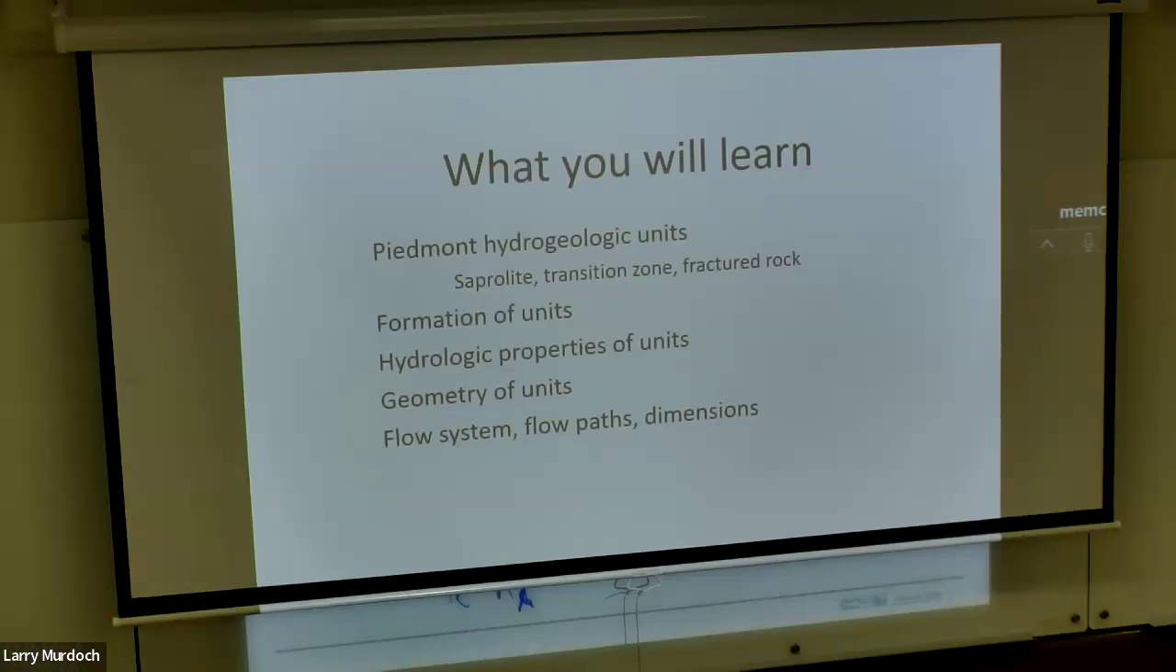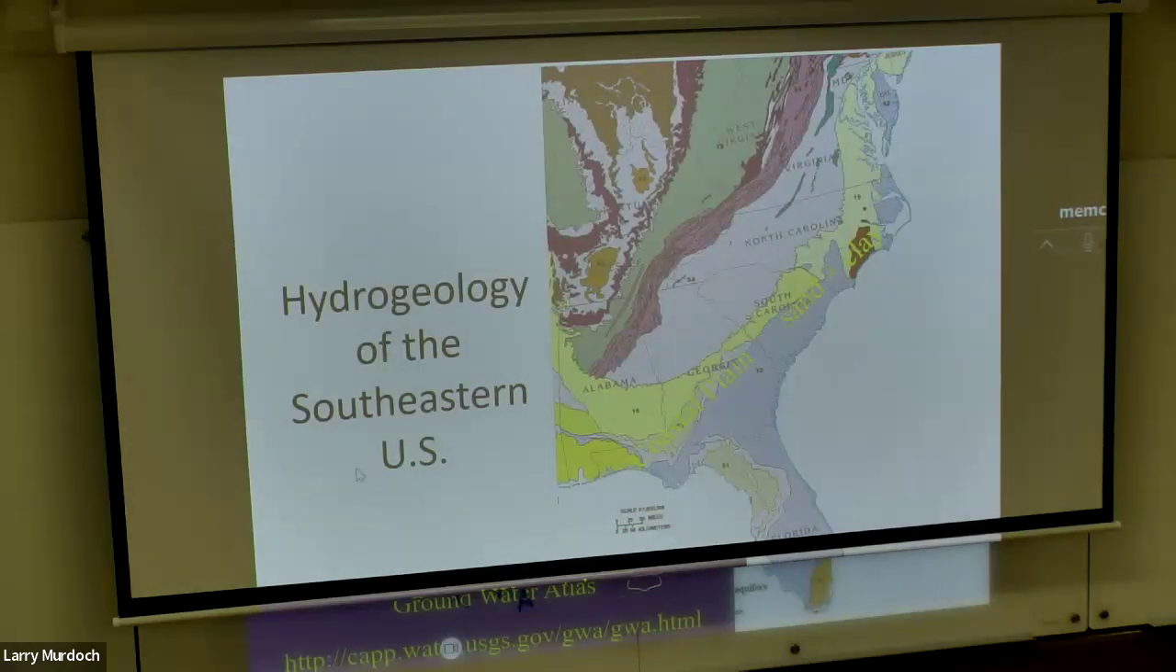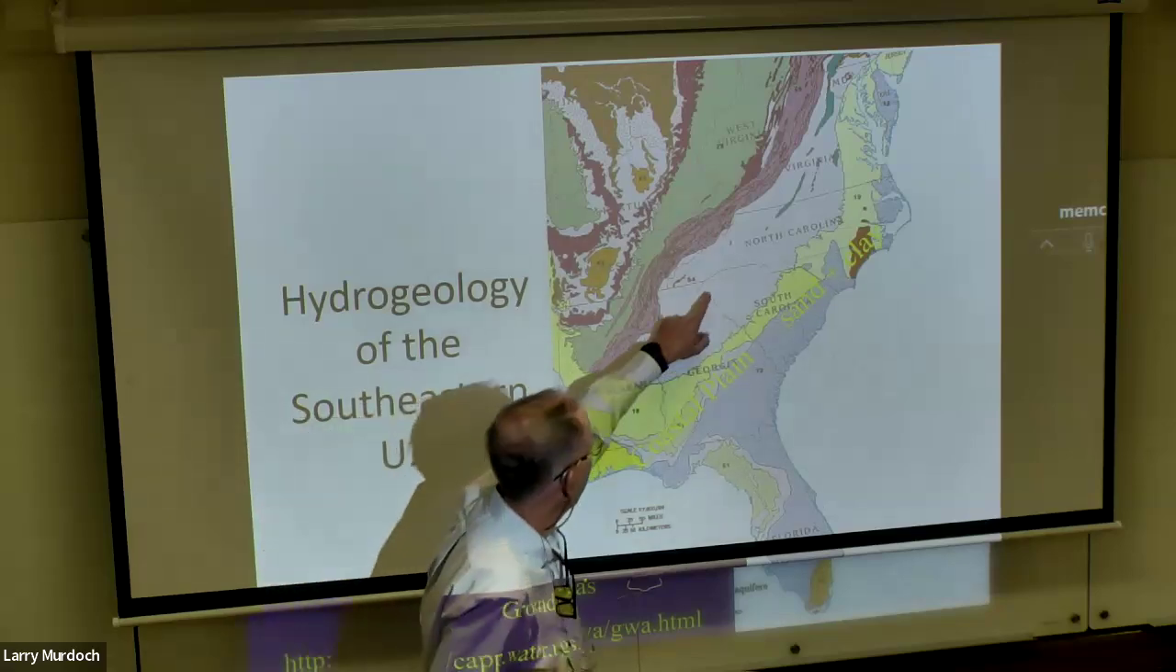So we want to learn about what the geology is like around here, and this will be the hydrogeology of the Piedmont. What will be important is what the different hydrogeologic units are, how they got there, what their properties are, and what their geometry is, and what that flow system looks like. So here's a map of the hydrogeology of the Southeast. So we're here.